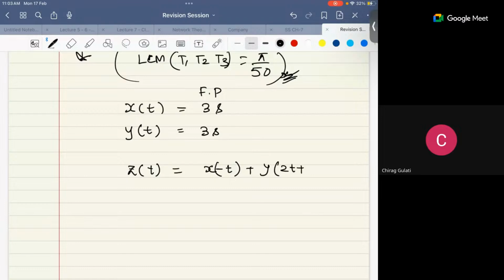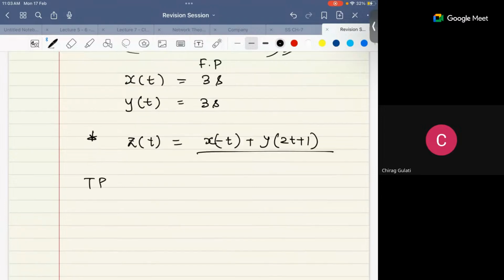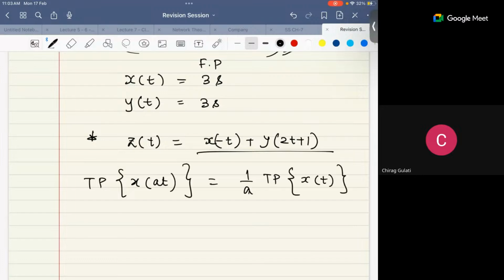Some properties I am telling you: if you know the time period of any signal x(t), and you have been asked to calculate the time period of x(at), then the time period is 1 upon a times the time period of x(t). This you all must be knowing. These are the only properties.